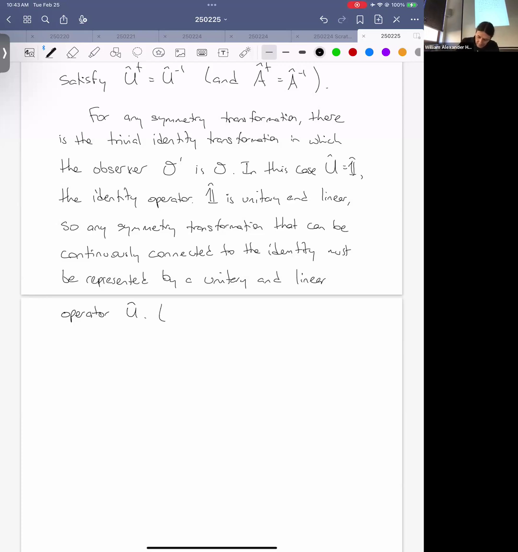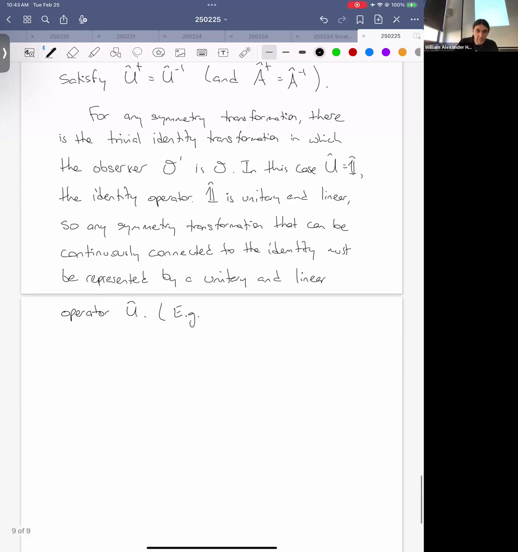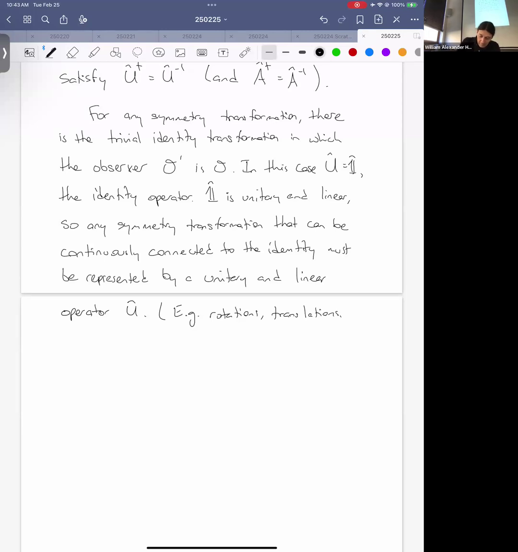So, for example, rotations, translations, but not necessarily reflections in time or space. It turns out that the parity operator is unitary and linear, but it's not required to be from this first principles mathematics consideration. All right.